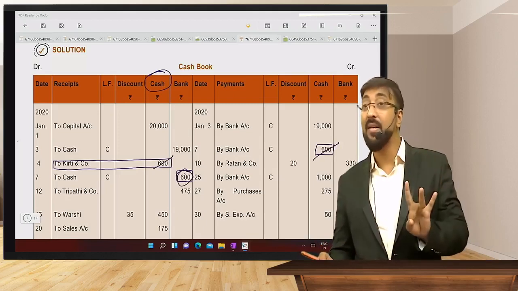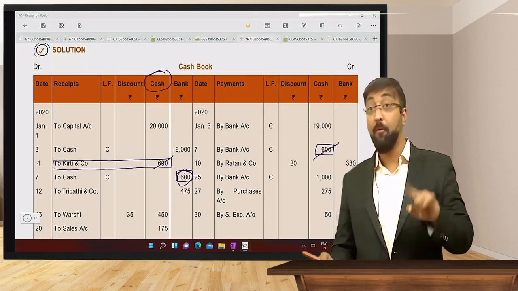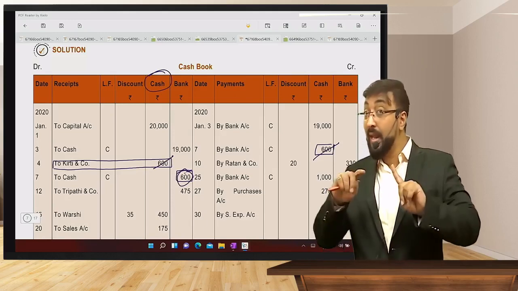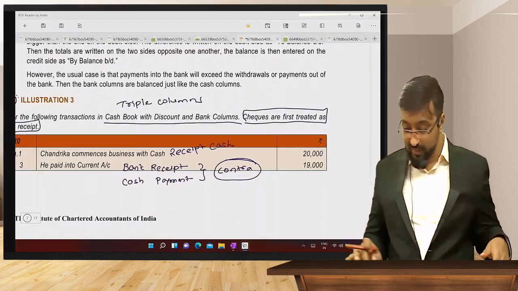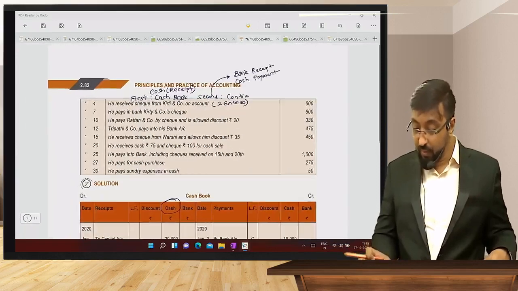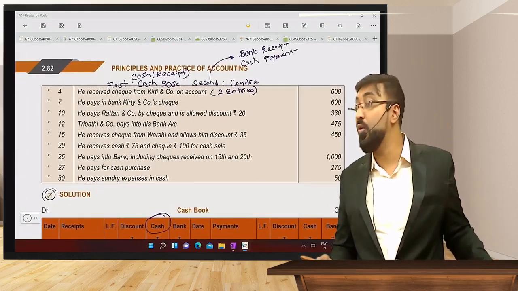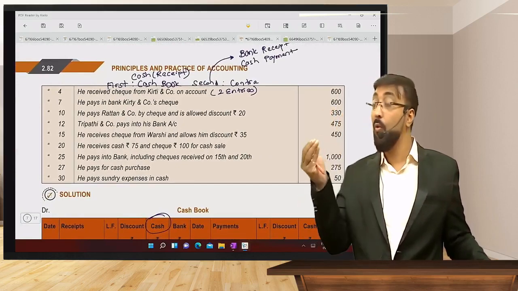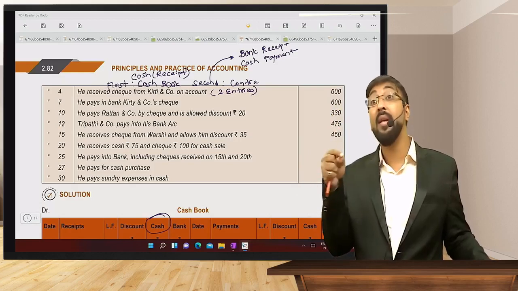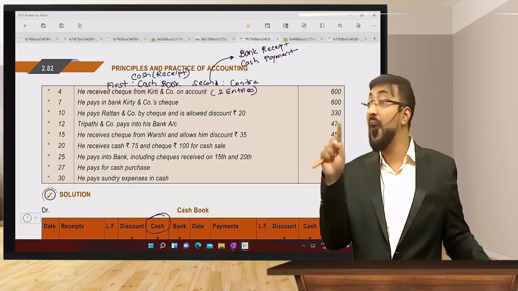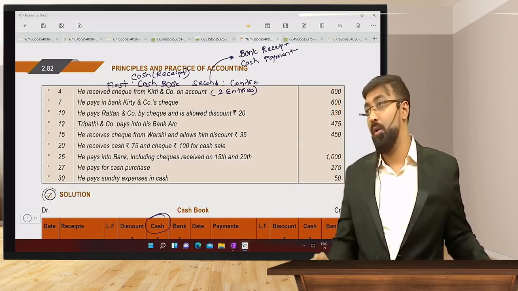But how to pass this entry? First through cash book, first through cash. And then we are going to pass contra. So whenever we are receiving this type of check, what is the entry that we are going to pass? Two entries. One in cash book, in cash column, and then contra entry. So cash account will get cancelled and remains only bank column.